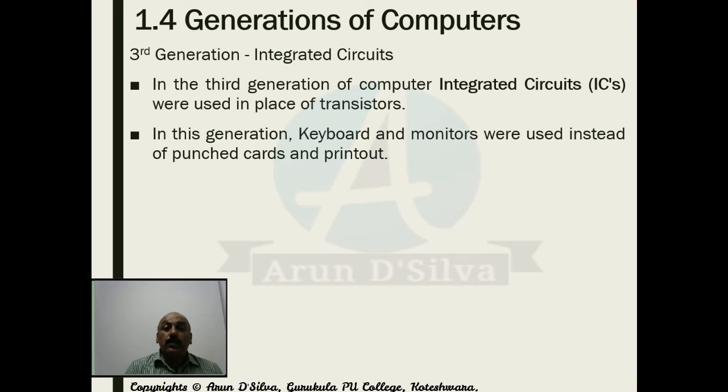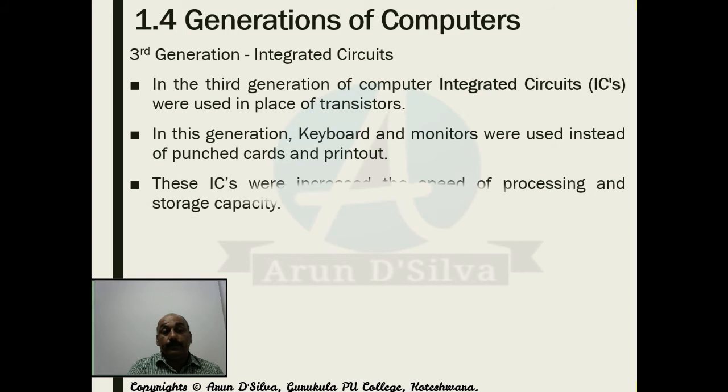Now the keyboard and monitors were introduced for input and output devices, whereas in the first and second generations they used punch cards for input, and printout tapes and sheets for output. This was replaced here with the keyboard as well as the monitor. These ICs, or integrated circuits, increased the processing speed and the storage capacity of the computer.